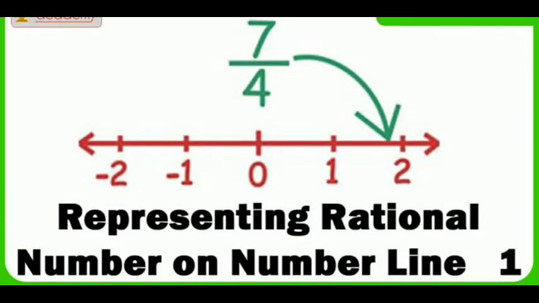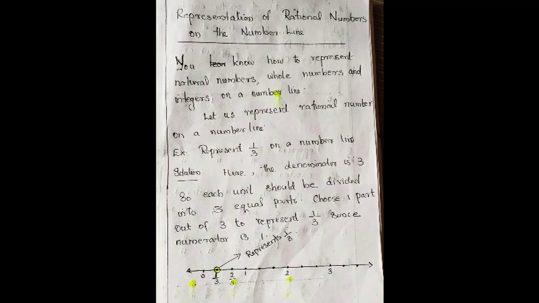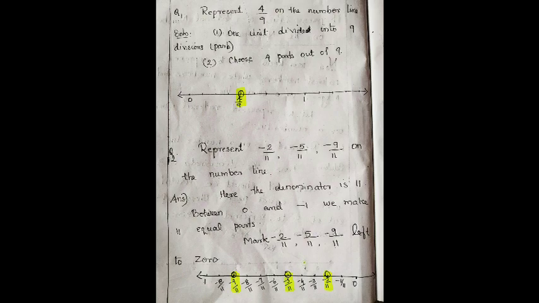Children, our today's session is representation of rational numbers on the number line. You know how to represent natural numbers, whole numbers and integers on a number line. Now we will represent 1 by 3 on a number line. In 1 by 3, the denominator is 3, so each unit should be divided into 3 equal parts. Choose one part out of 3 to represent 1 by 3, since the numerator is 1, we are choosing one part.